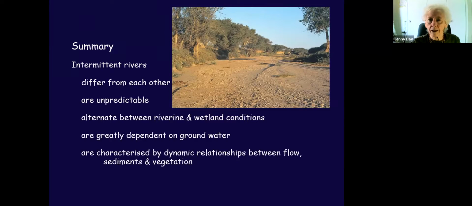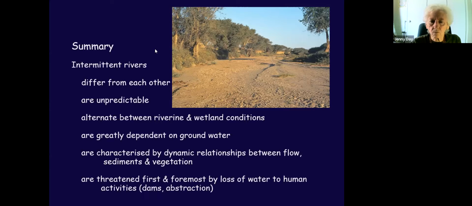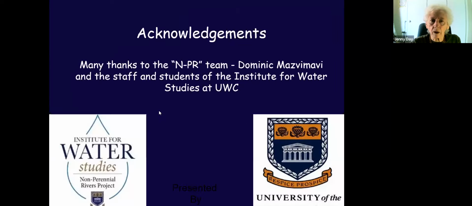And we hope that having found some of these indicators, we will be able to put together some good management guidelines, which will help water managers when they start to abstract more water or put up dams on non-perennial rivers, because they're threatened first and foremost by the loss of water to human activities.